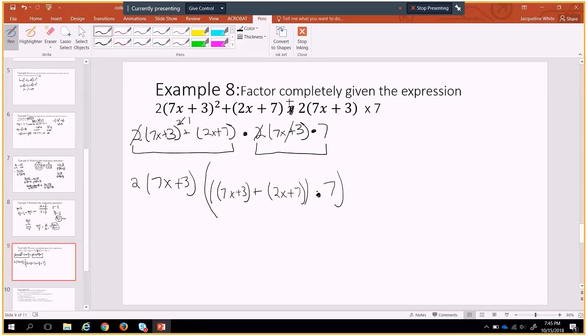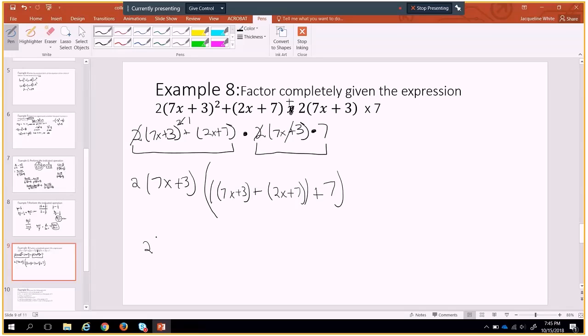Plus, this multiplication is supposed to be a plus. Let me just erase that, make it easier on the eyes. That's a plus rather than a times, because we took out a 2 and a 7x plus 3, and all we're left with on this side is a 7, right? So if we know that, we can combine like terms on the inside.